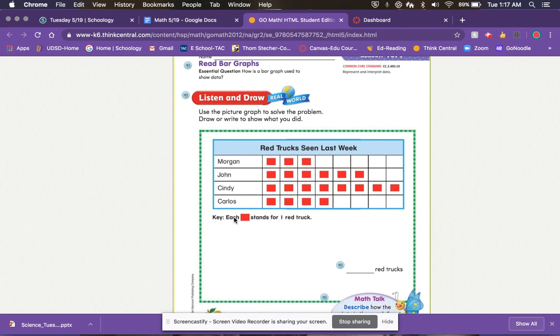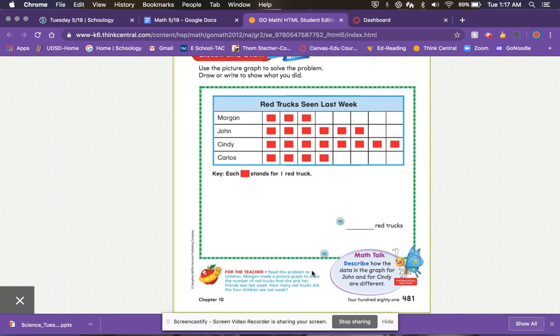Okay. Remember, you always look at the key. Each box stands for one red truck. Okay, use the picture graph to solve the problem. Draw or write to show what you did. Questions down here. It says, read this problem to the children. Morgan made a picture graph to show the number of red trucks that she and her friends saw last week. How many red trucks did the 4 children see last week?